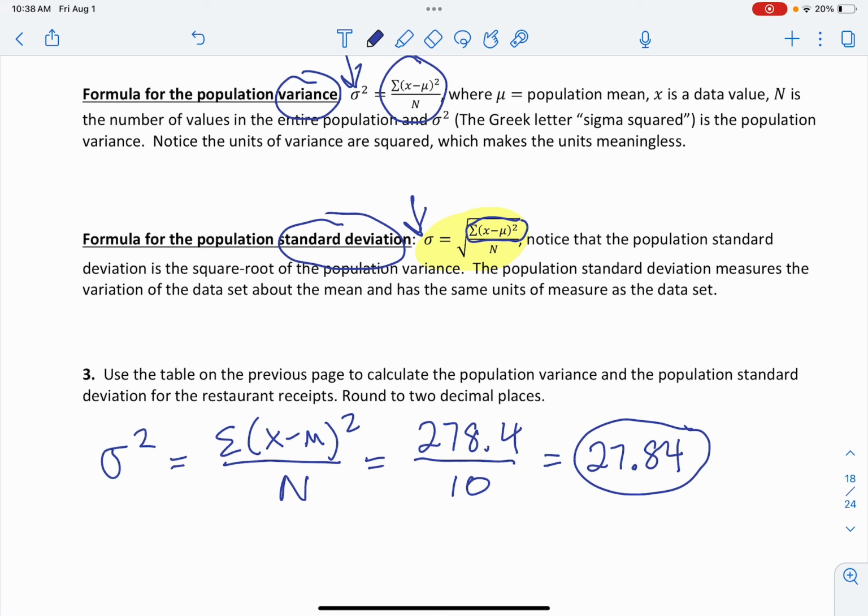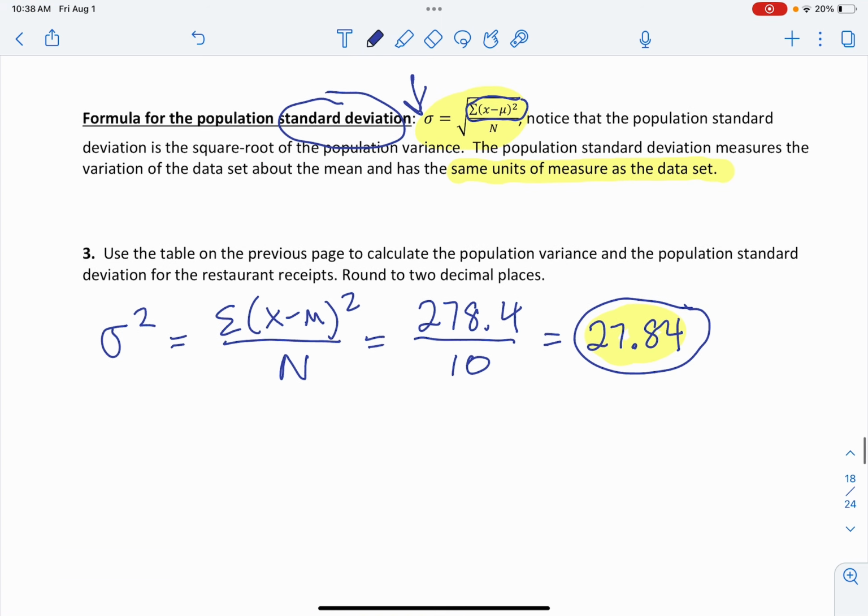Variance is not used a whole lot. The one that's more commonly used is standard deviation. The reason is because standard deviation has the same units as the original data set, whereas variance does not. This number here is actually in square dollars, whatever that means. So I want to convert that back to just dollars, and that's the standard deviation. So standard deviation, now we're going to just write sigma, and it's basically just the square root of that exact same thing we just found.